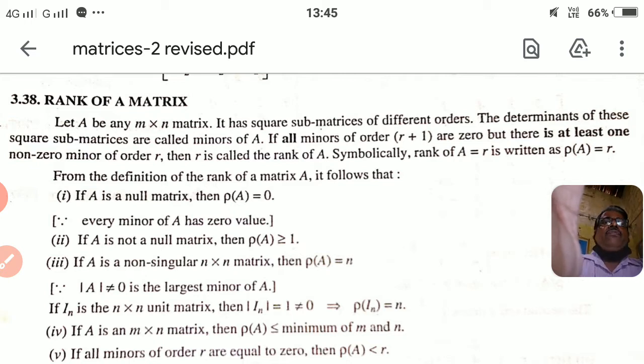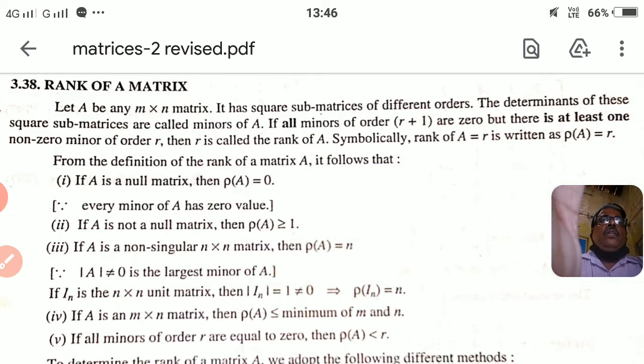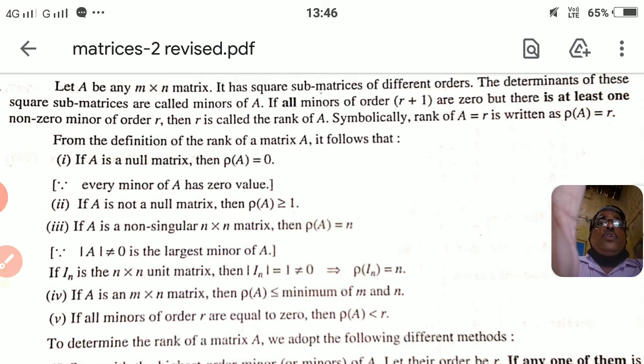So if you find the square submatrices of 2 cross 2, so 2 cross 2 is the order, and all minors of 2 cross 2 are 0, but there exists at least one non-zero minor, that is, one whose determinant is not equal to 0, then r is called as the rank of the matrix A. We write this as rank of A is equal to r, or in other words we use the symbol rho, that is rho of A is equal to r.